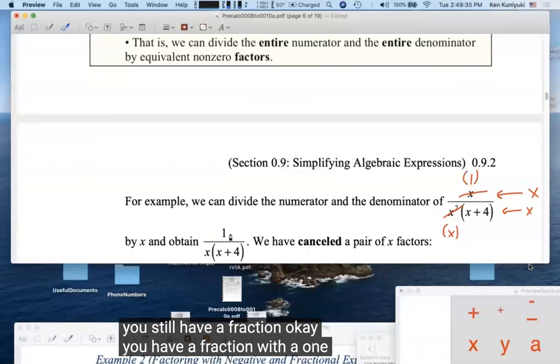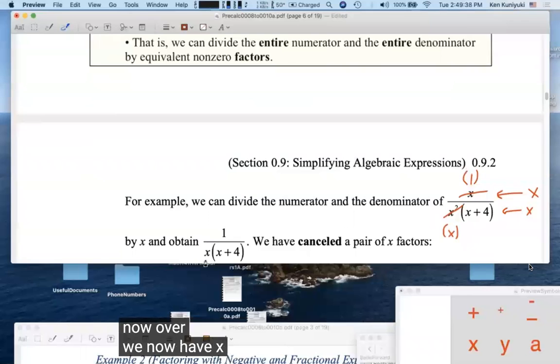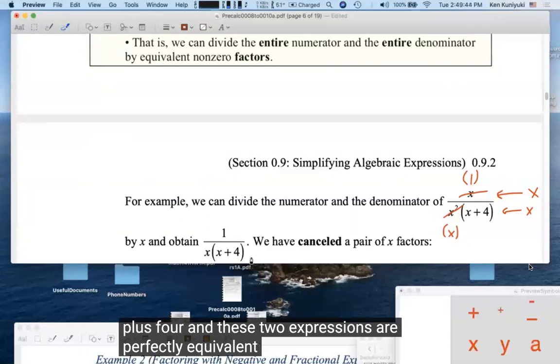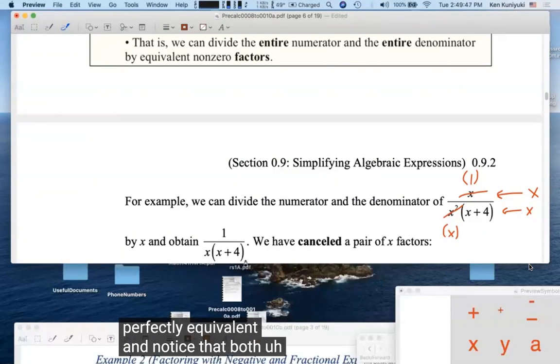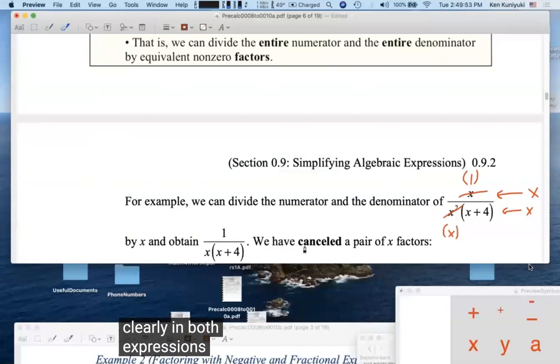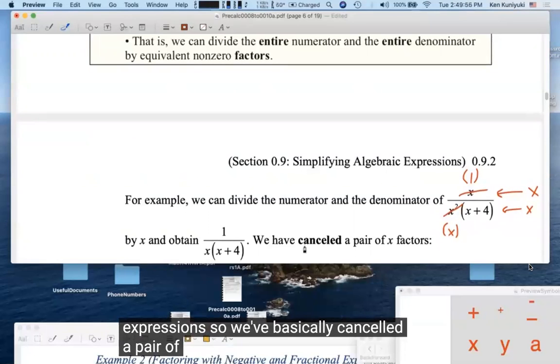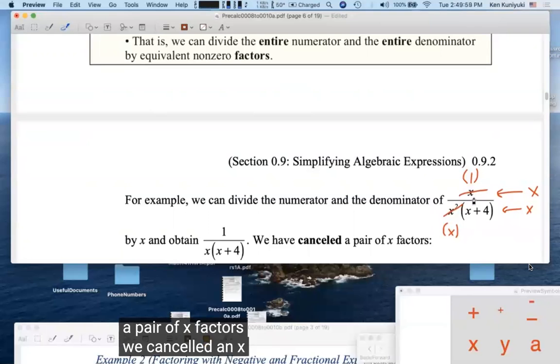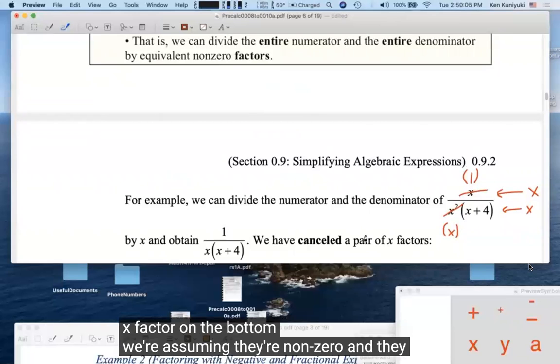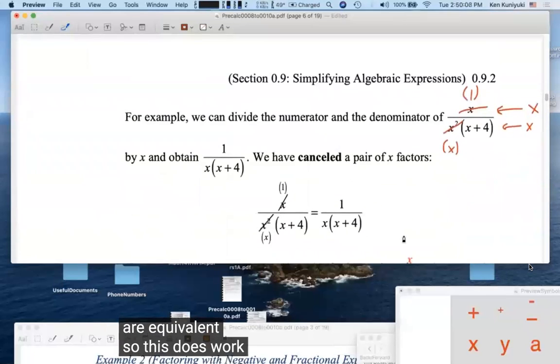You have a fraction with a 1 on top now, over, we now have x times the quantity x plus 4. And these two expressions are perfectly equivalent. And notice that both x equals 0 and x equals -4 are illegal, clearly, in both expressions. So we've basically canceled a pair of x factors. We canceled an x factor on top with an x factor on the bottom. We're assuming they're non-zero, and they are equivalent. So this does work out. You can divide out the x factor on top and an x factor on the bottom.